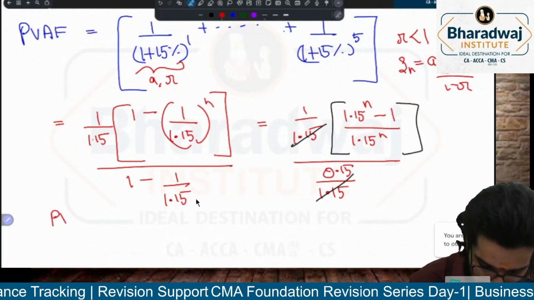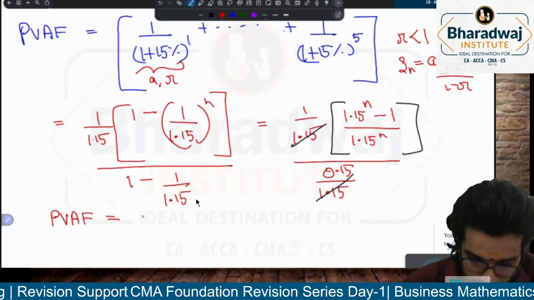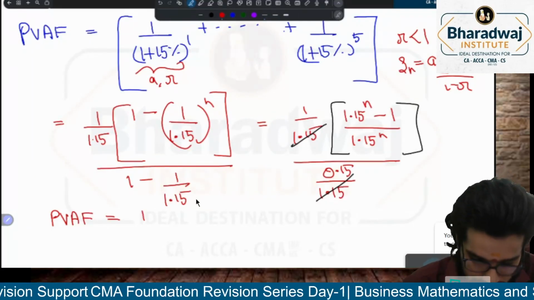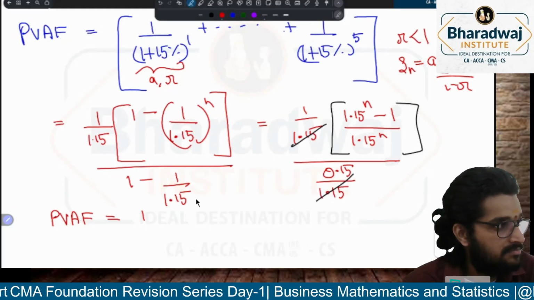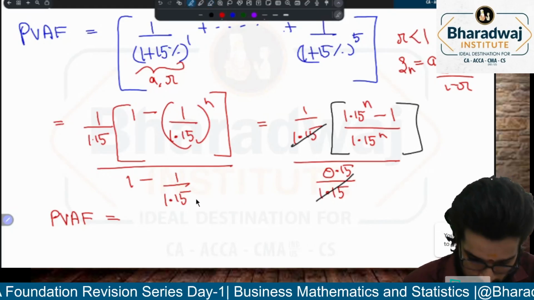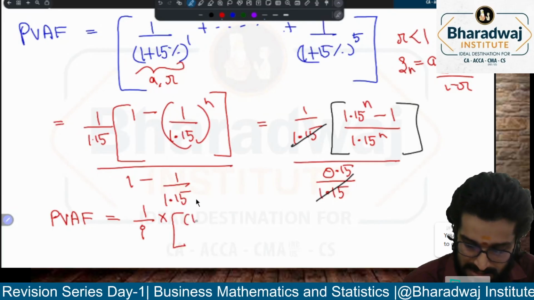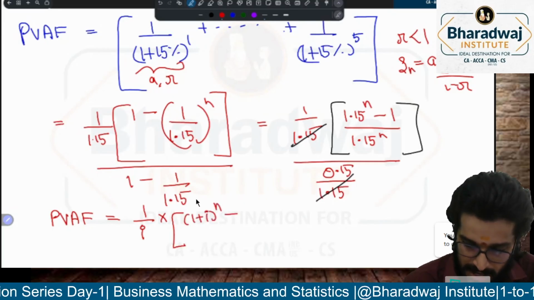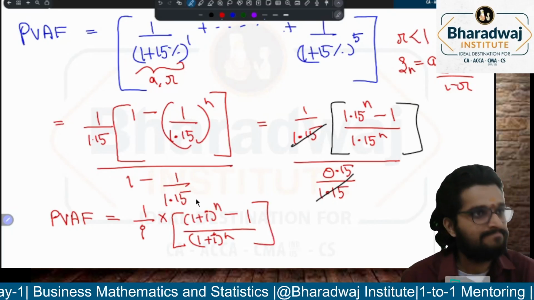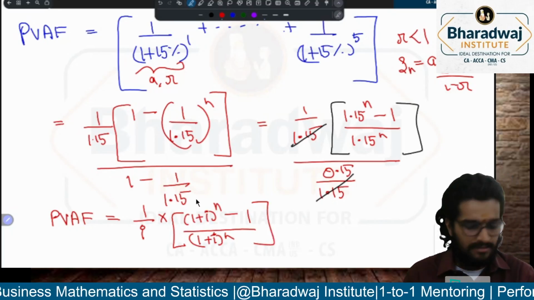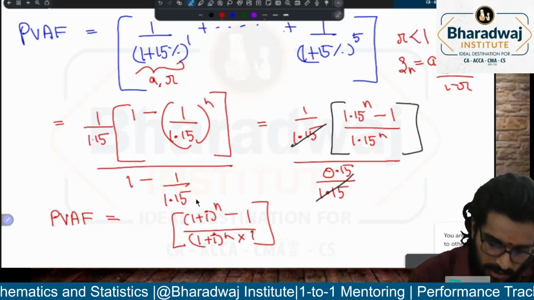So what is the present value annuity factor formula? 1 by 0.1. Give it in terms of formula, not in figures. 1 by i into 1 plus i power n, the whole power n minus 1 divided by 1 plus i the whole power n. Clear? Instead of writing this 1 plus i here, you can write it here itself, or if you want, you can also write it here.